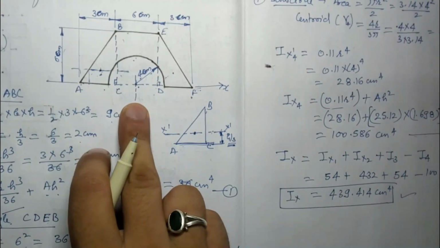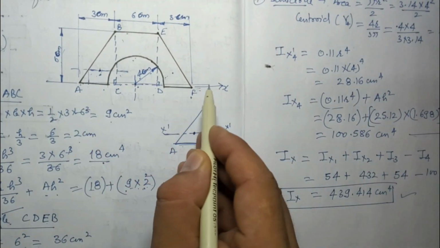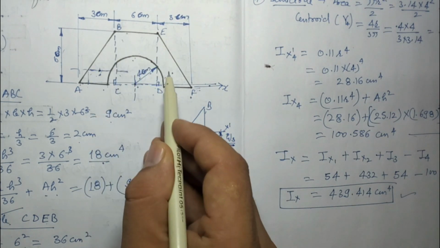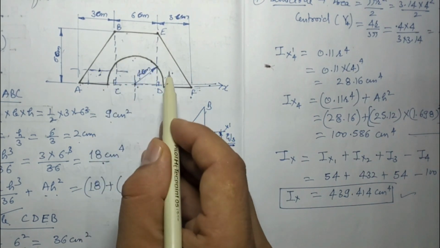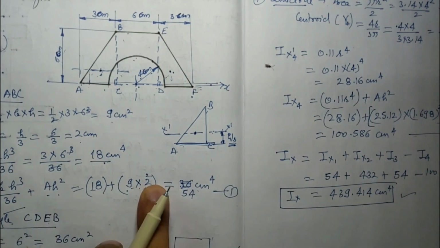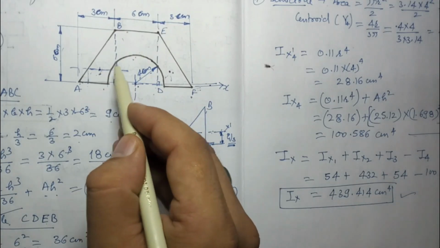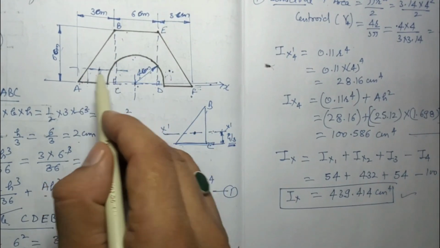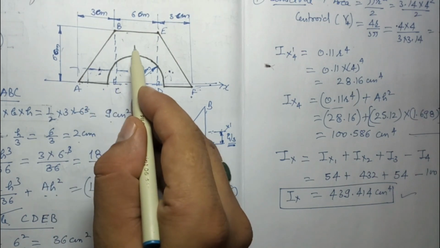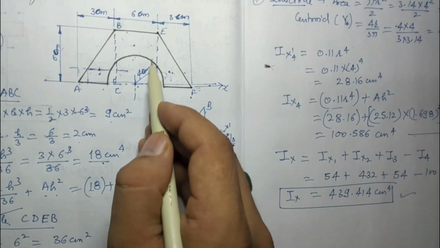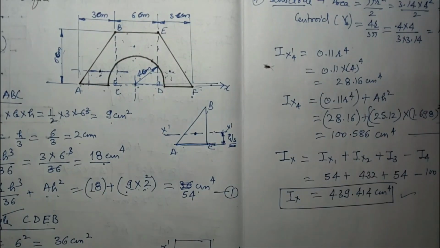I have found the moment of inertia about this x-axis. Now try to find the moment of inertia about the centroid of this object. For that purpose, do not make this calculation first. Find the centroid of the complete object, then shift the moment of inertia from the center of gravity point to the given axis. Find that distance and then you can solve it in the same way.